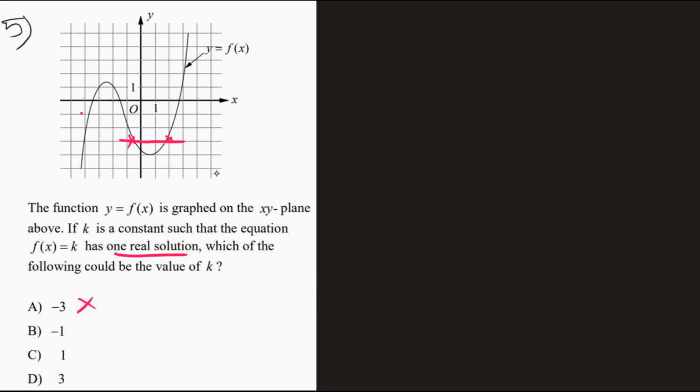-1 here: 1, 2, 3, it will have 3 solutions. So it's not the answer. 1 in here: it has 1, 2, and 3. So it's not the solution. 3: 1, 2, 3 here. Yes, it is, because it only has one intersection. So this will be the answer.